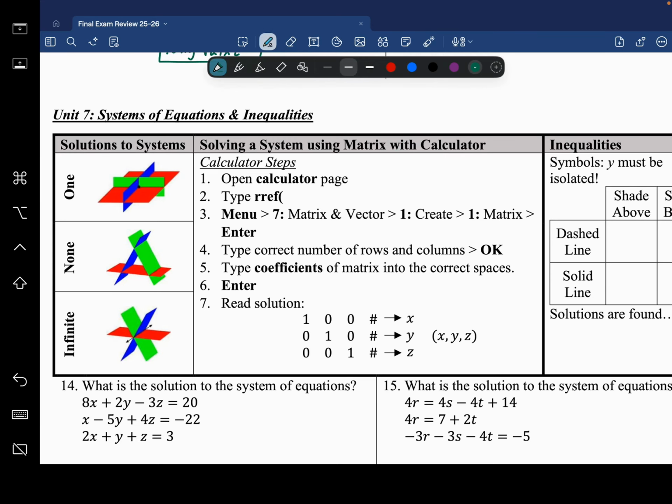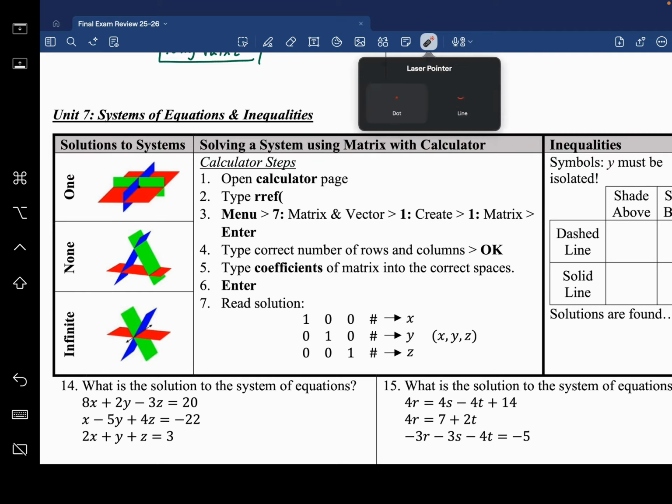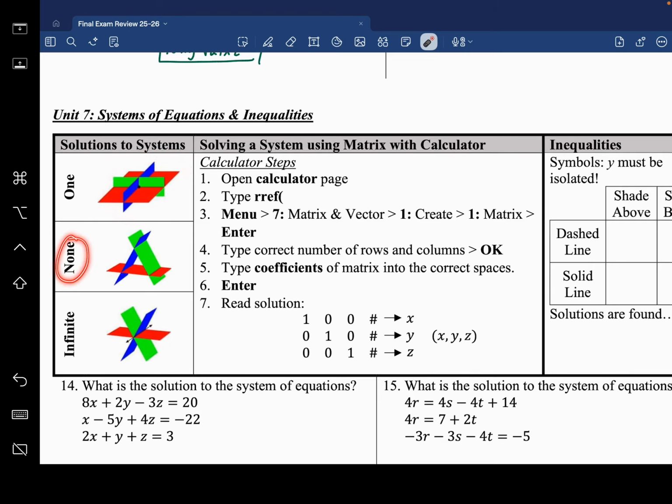So when we're talking about solutions in three variables, there could be one, none, or infinite. If there's one solution, that would be where all three planes are crossing in one designated spot. For no solutions, none of the three planes are crossing at once. So this is only 2 out of the 3, this is 2 out of the 3, and 2 out of the 3. There's not one spot where blue, red, and green are all crossing at the same time.